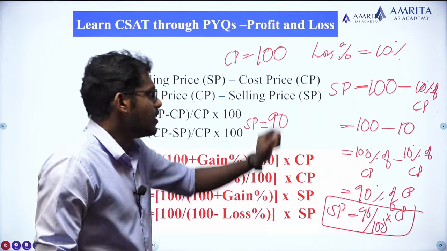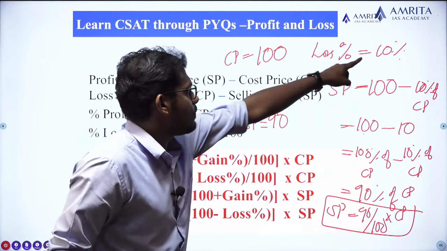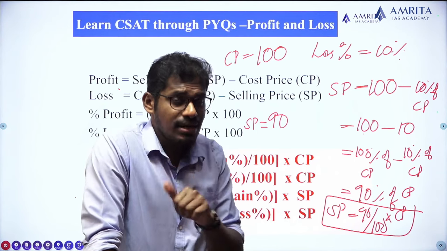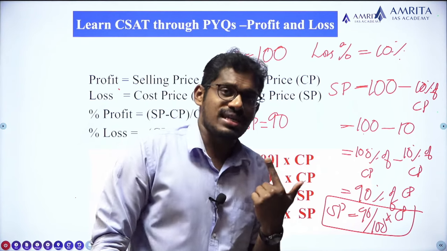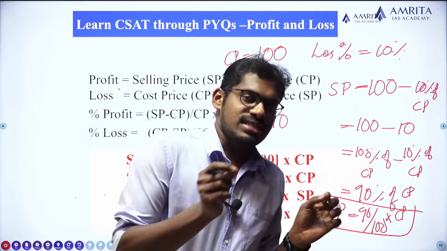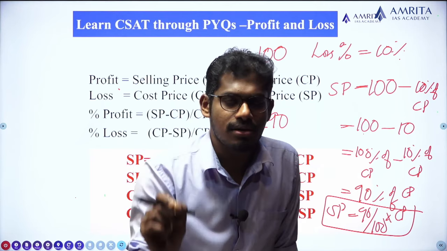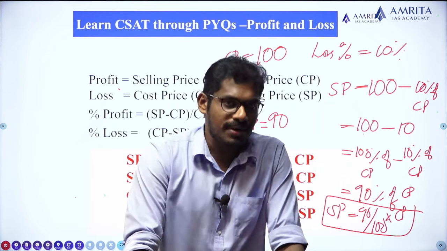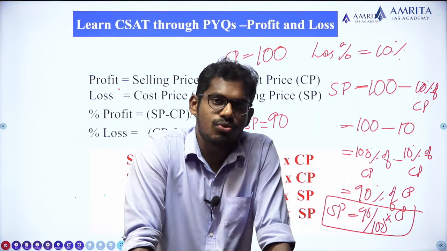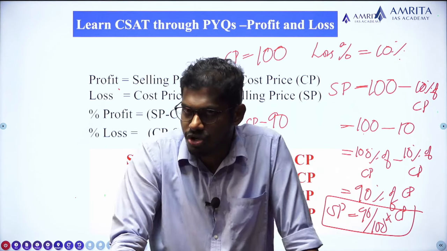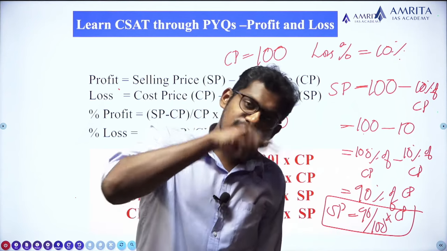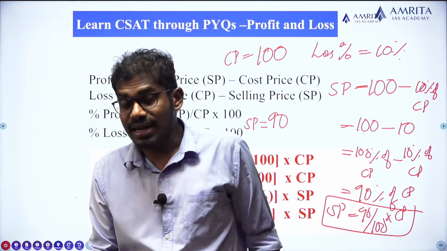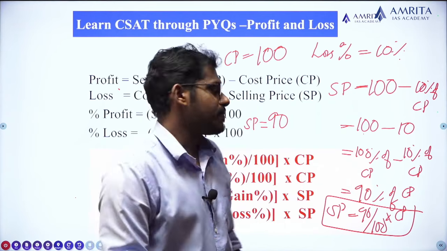Clear? Simple idea. So the 90 is obtained by the difference of 100 minus 10. Clear? So if it is given that the loss percentage is 20, then the selling price will be 80 by 100 into cost price. Clear? If it is given that the loss percentage is 15%, then the selling price will be equal to 85 divided by 100 into cost price. Simple idea. So these two basic ideas can be applied in every case. Clear? Okay, fine.